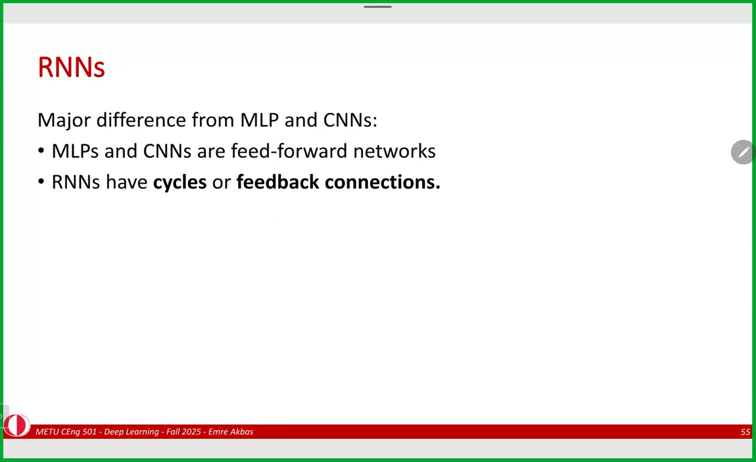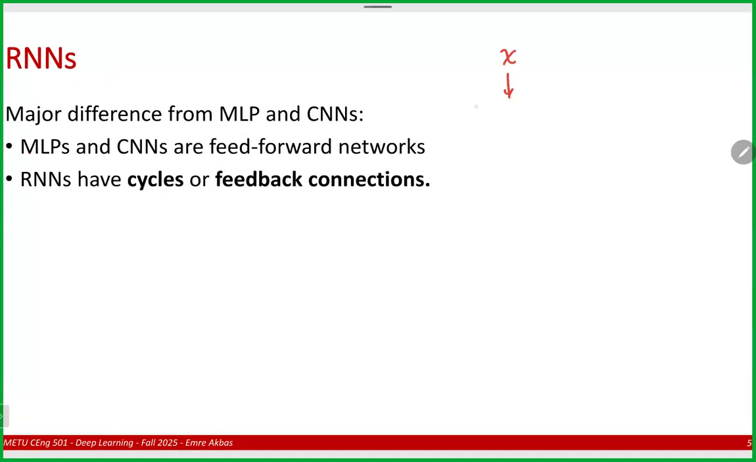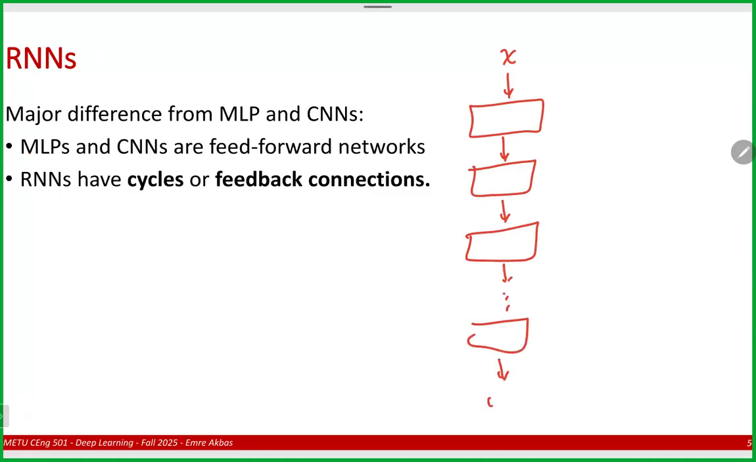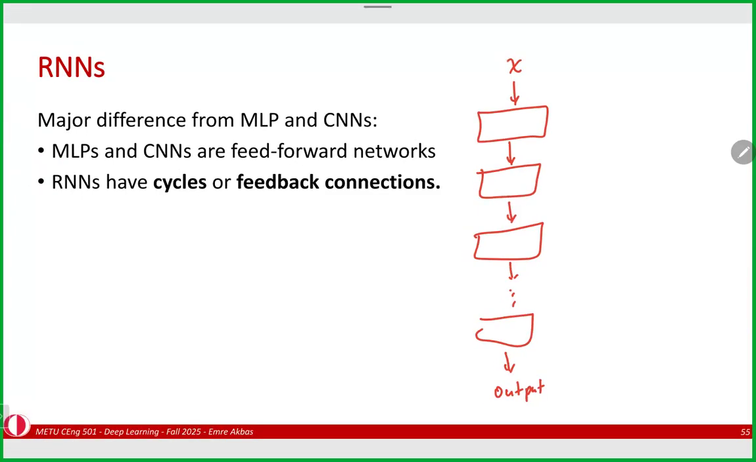But still, we have to learn LSTMs, RNNs. So the major difference from MLPs and CNNs is that MLPs and CNNs are feed-forward networks, which means we have an input X. It goes through a computational block, and then through another computational block, and then another one, and this goes on like that. And now, at the end, you have an output. This is called feed-forward processing. There is no going back. It only goes in one direction. Okay, this is feed-forward.